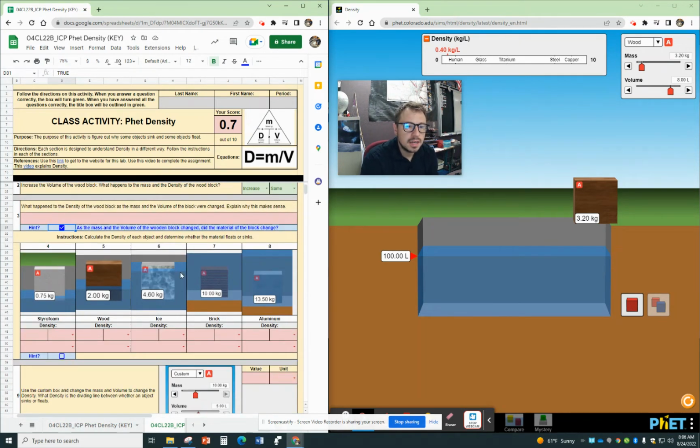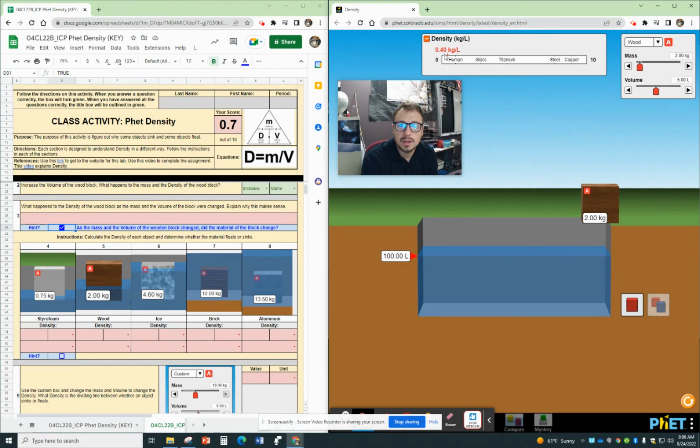Good. Now, the next section asks you to calculate the density of each object and determine whether the material floats or sinks. Let's just do the wooden block because we already have that one out. I can just throw that in there. If I reset it, it'll probably be easier to calculate. Well, actually, we're not even calculating it. You get the density up here.